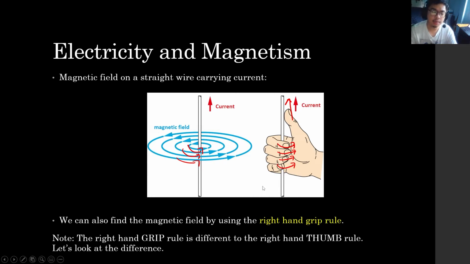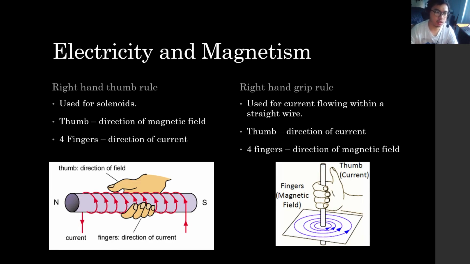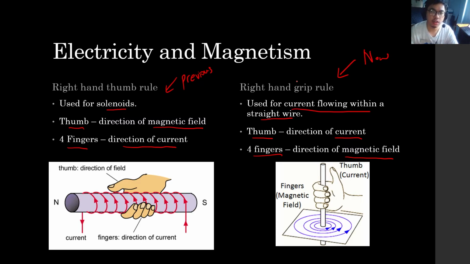Now, one thing to note is that in the previous lesson, you also learned a similar rule. In the previous lesson, we called that the right hand thumb rule. But this time, this is the right hand grip rule. So these two are different. What's the difference, you might ask? The right hand thumb rule from the previous lesson is used for solenoids, and the thumb shows you the direction of the magnetic field. In other words, it tells you where the north pole is, and your 4 fingers tell you the direction of the current. Whereas the right hand grip rule that you are learning just now is the opposite. The thumb now shows you the direction of the current, and the 4 fingers now show you the direction of the magnetic field. And this is used for current that is flowing within a straight wire. So make sure you know the differences between these two when you are using your right hand rule.